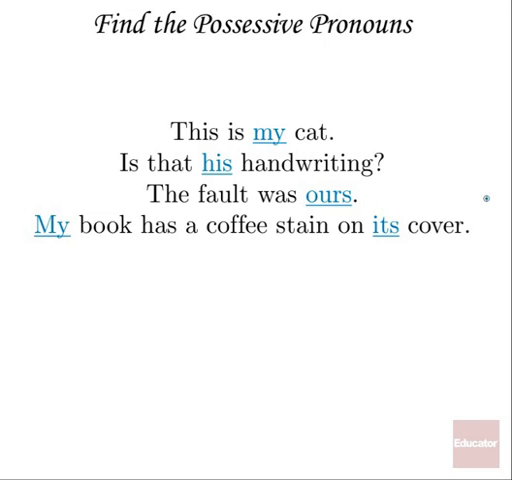And here we are. This is my cat. It indicates that I personally own the cat. Is that his handwriting? Once again, he owns the handwriting. The fault was ours. The fault belongs to us. My book, the book belongs to me, has a coffee stain on its cover. The cover belongs to the book. Note that they refer to the nearest antecedent. Book and my, of course, we refer to the speaker.